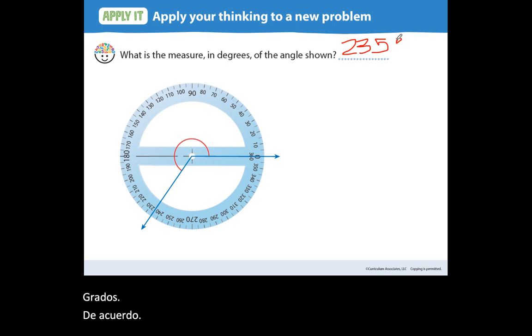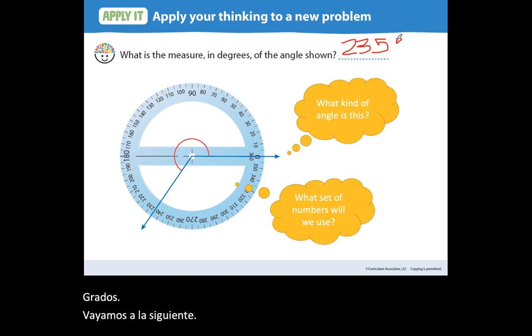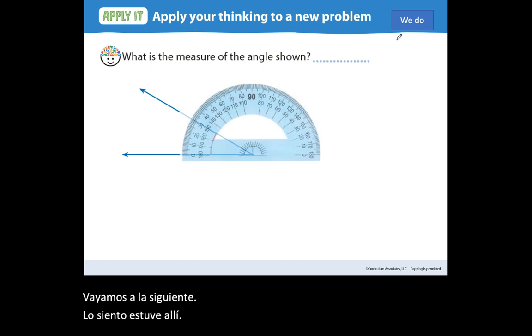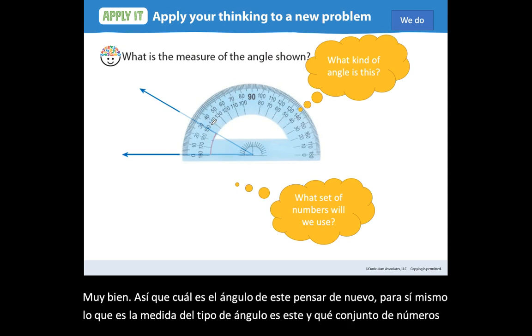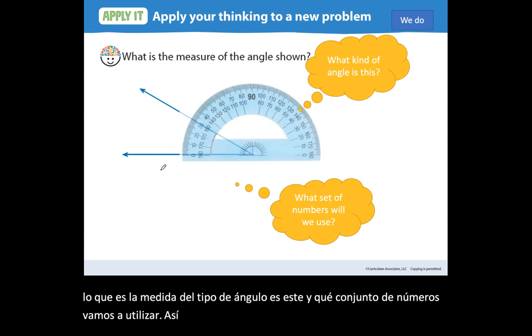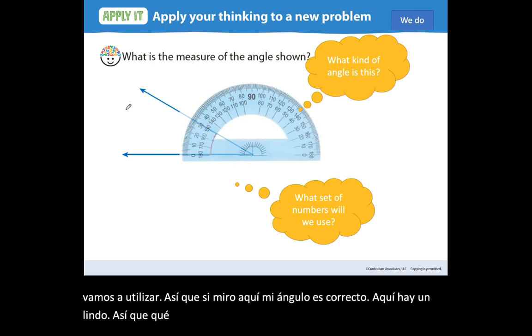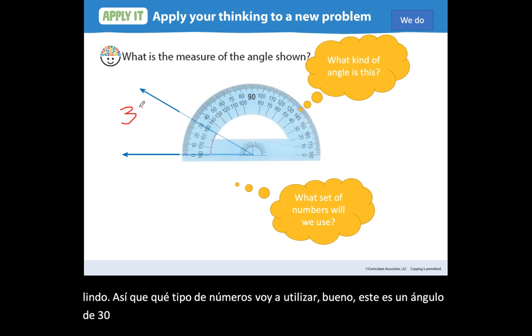Okay. Let's go to the next one. All right. So what is the angle of this one? Think again to yourself, what kind of angle is this? And what set of numbers will we use? So if I look here, my angle right here is acute. So what kind of numbers will I use? Well, this is a 30-degree angle because it is less than 90 degrees because it is acute. So it is at 30 degrees.